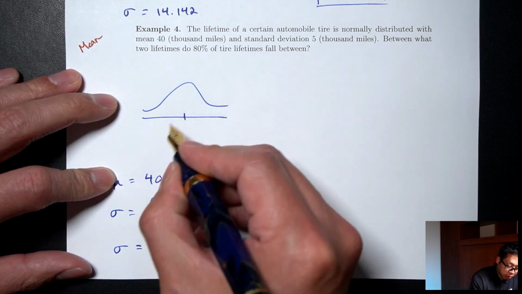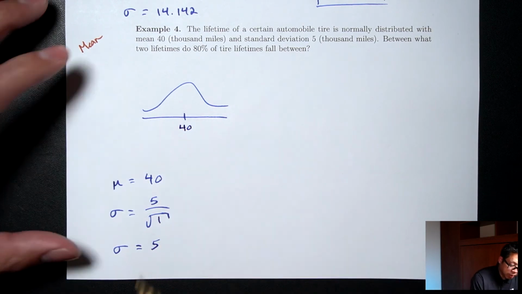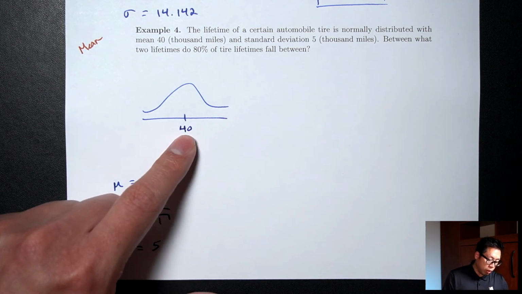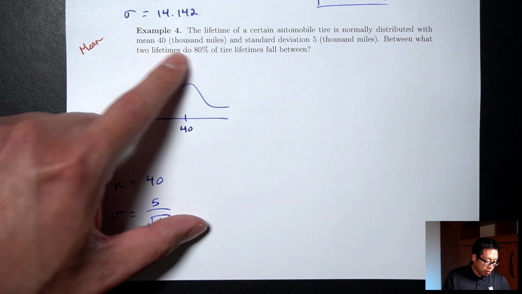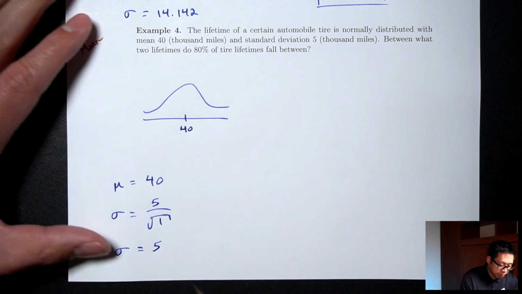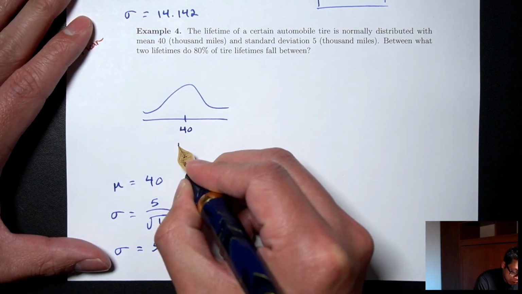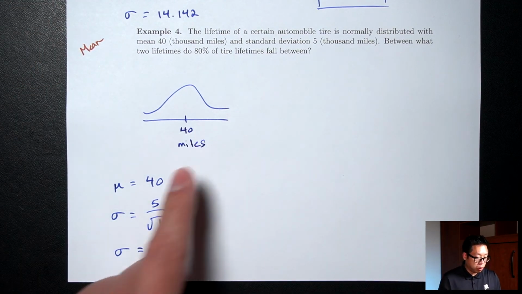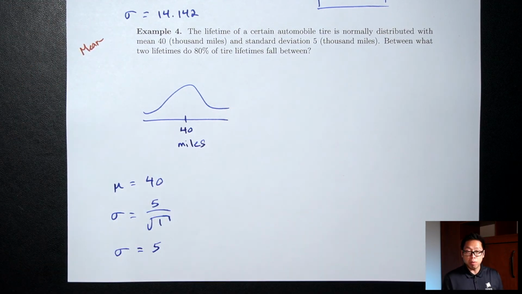Then put the mean in the middle. And because it's the mean question, I do want to label this x-axis. So what is this 40? It's 1,000 miles. I'll just write miles. So anytime I see miles or tire lifetime, that's referring to an x.